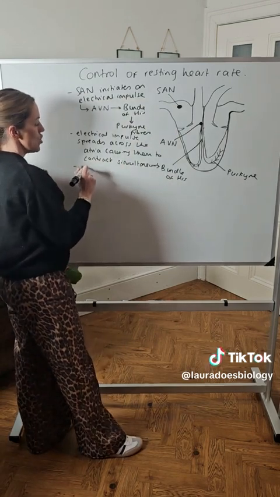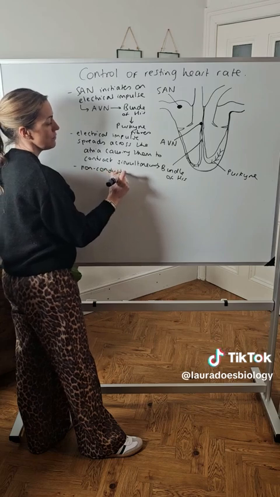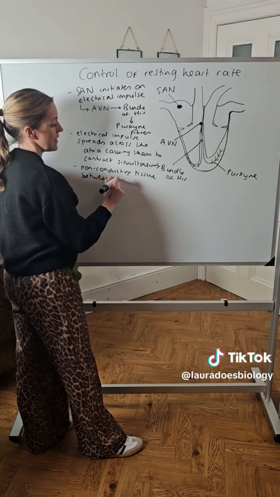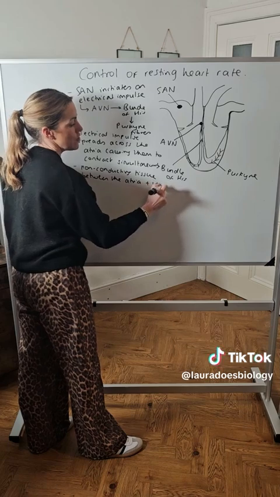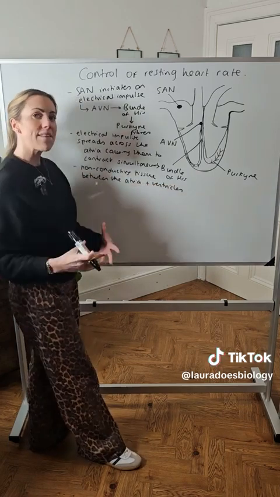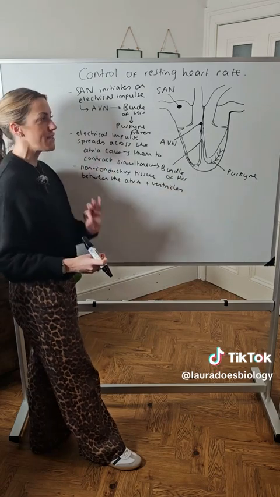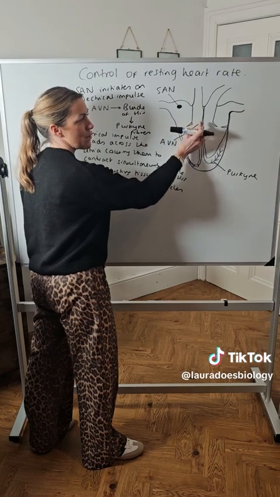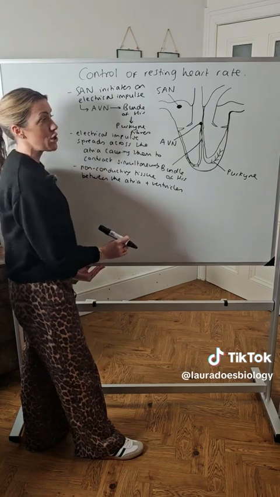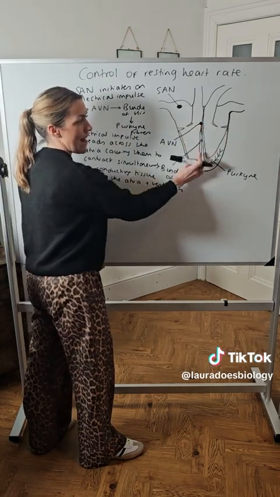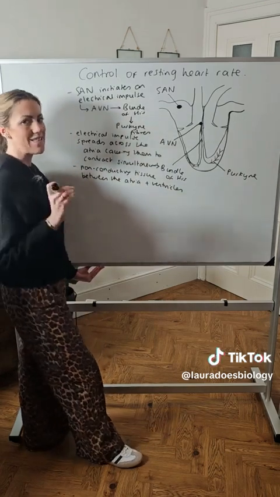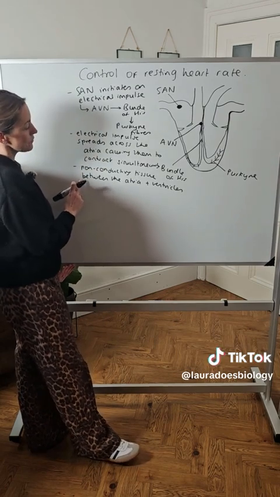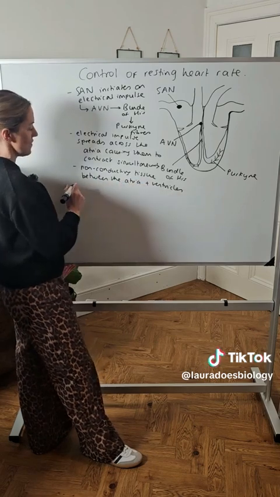Now there's non-conducting tissue between the atria and ventricles. So the only way the electrical impulse can cross from atria to ventricles is via the AVN, because there's a layer of non-conducting tissue here and another layer of non-conducting tissue here. So it has to go to the AVN, and then it can move down the bundle of His in the septum. So I've mentioned that just because it can get you a mark on the mark scheme. So there's non-conducting tissue between the atria and the ventricles.